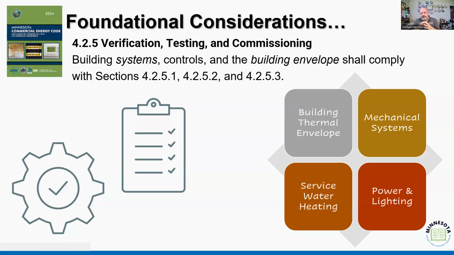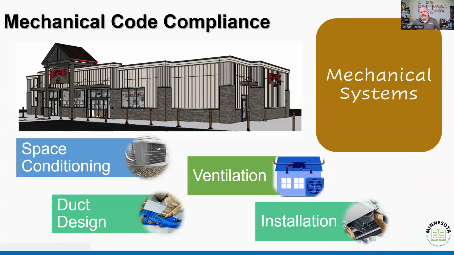Now, like we said, 4.2.5 says that it's more than the building envelope. It's the systems and controls that have to be tested and verified and commissioned in that commissioning process. And so when we think about what our mechanical code is doing, it's, again, designed to provide us that space conditioning and ventilation through proper duct design and proper installation.